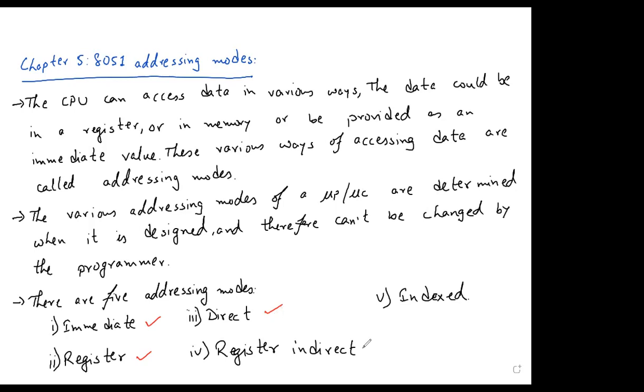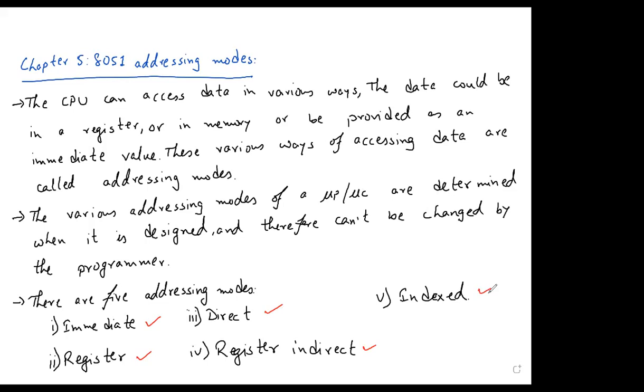Apart from these 3, there are 2 other addressing modes, register indirect and indexed, which might be a bit new to you, but these are also very easy. This chapter is quite easy. These addressing modes are not that difficult.